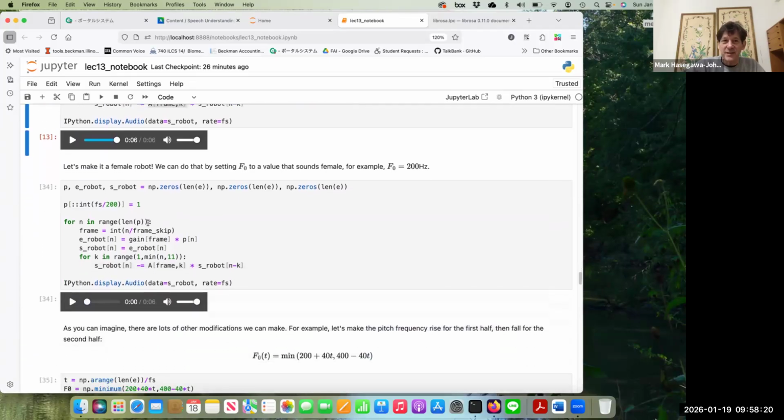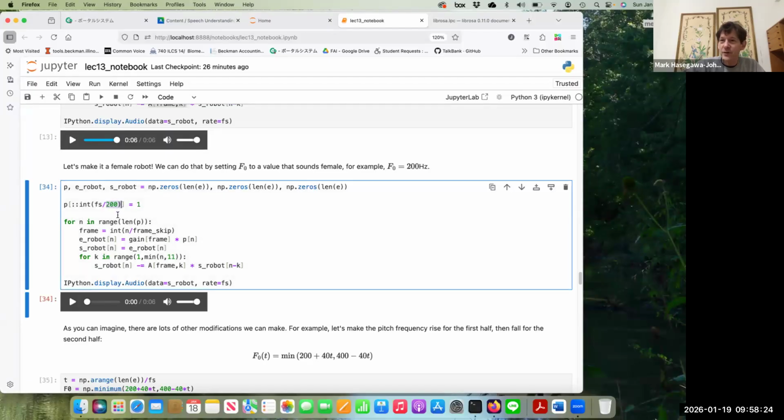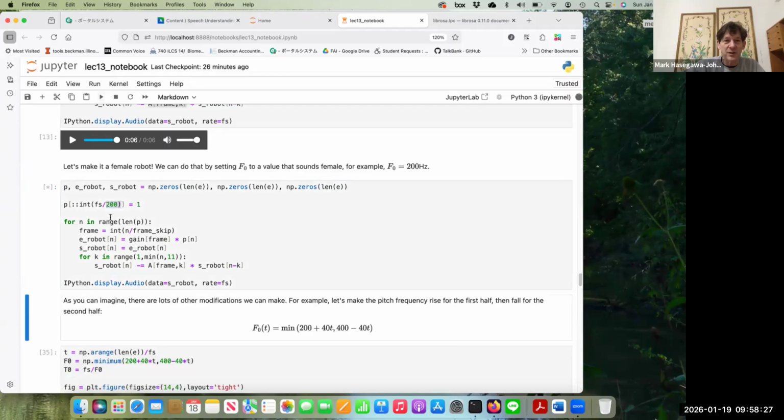We can do a lot of things with this. We can make it sound more female by just doubling the pitch frequency. From 100 hertz, we can make it 200 hertz, which is more typical of a female voice.